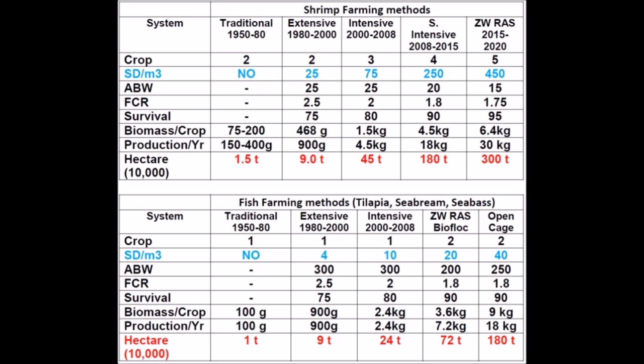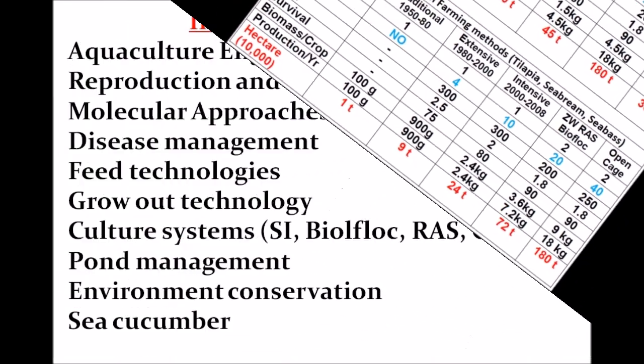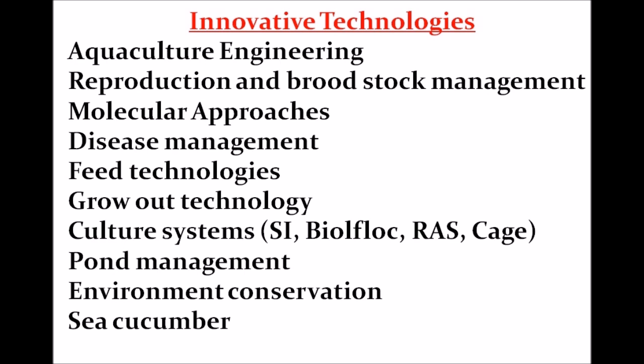For the improvement of aquaculture, the major changes, techniques or inventions were made in aquaculture engineering, reproduction and broodstock management, molecular approaches in genetics and breeding programs, disease management, feed formulation and preparation, and grow out technology. Different types of culture practices were developed, both in shrimp, fish, and even shellfish. Automated scientific methodologies were developed for pond monitoring and pond management, sea cucumber farming, and the use of biofilters and conservation of the environment.